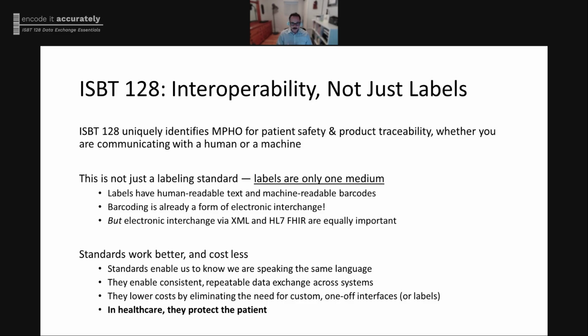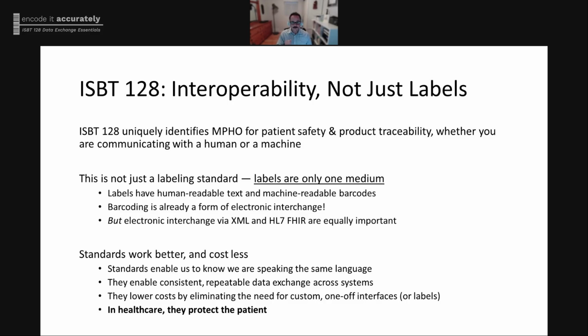To me, it's clear that ISBT 128 is about interoperability and obviously patient safety and traceability, but this is not a universal understanding that it's about interoperability. And so while ISBT 128 has extensive label specifications, this is because of the many kinds of MPHOs that are supported and the constraints of a small physical label. But still, labeling is just one medium for the standard.